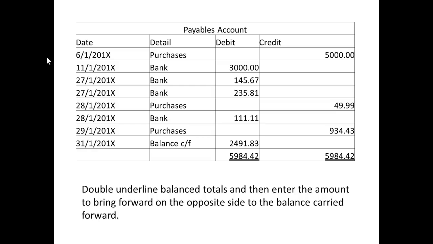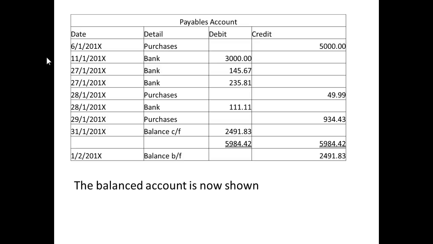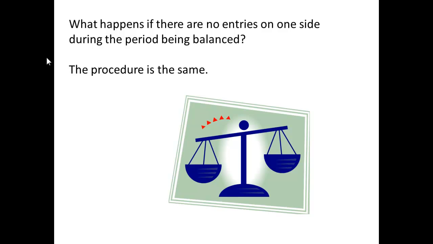So our total should now balance. There we are, £5,984 and 42 pence on each side. So we double underline the balance totals again to show the end of the period, and then we're going to enter the amount to bring forward on the opposite side, the balance carried forward. And there we've done it. The balance brought forward is going to be £2,491 83 pence. That then is a simple procedure. I'm just going to go through it once more.